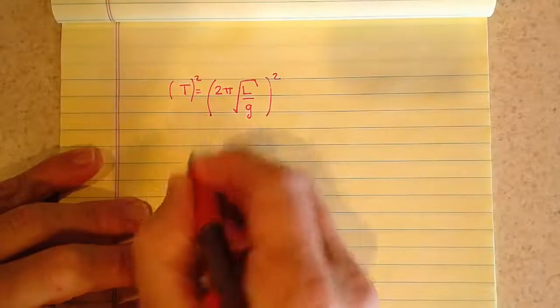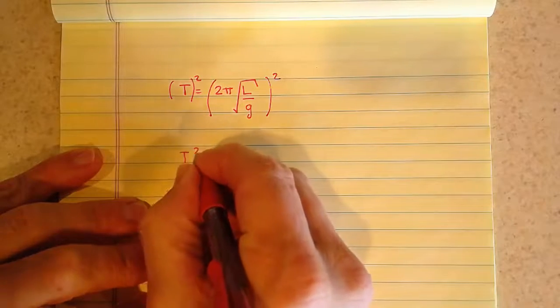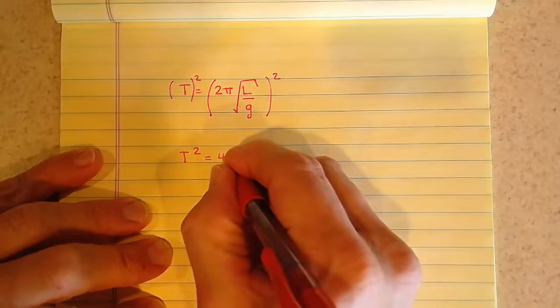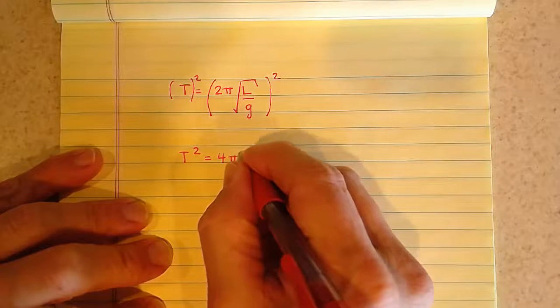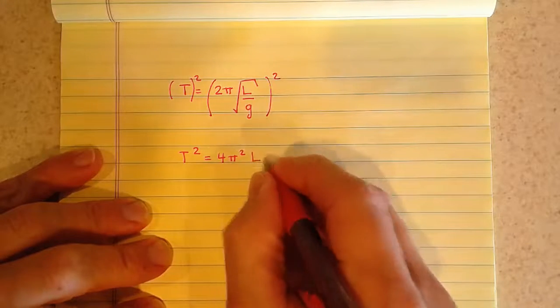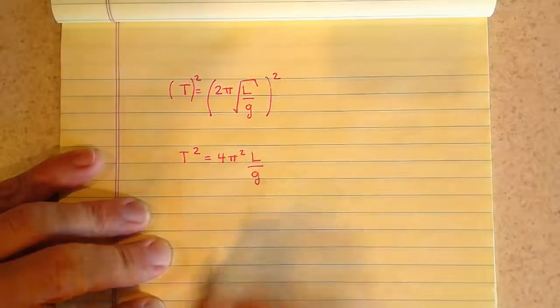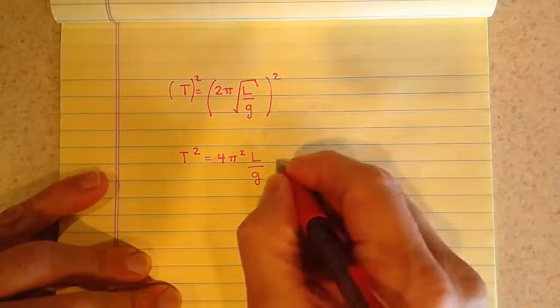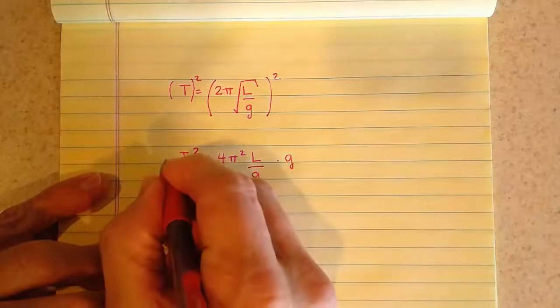That's going to give me the period squared equals, when I square 2, I get 4. When I square pi, I get pi squared. When I square the square root of L, I get L over G. The next thing I'm going to do is to get rid of my denominator. I'm going to multiply both sides by G.